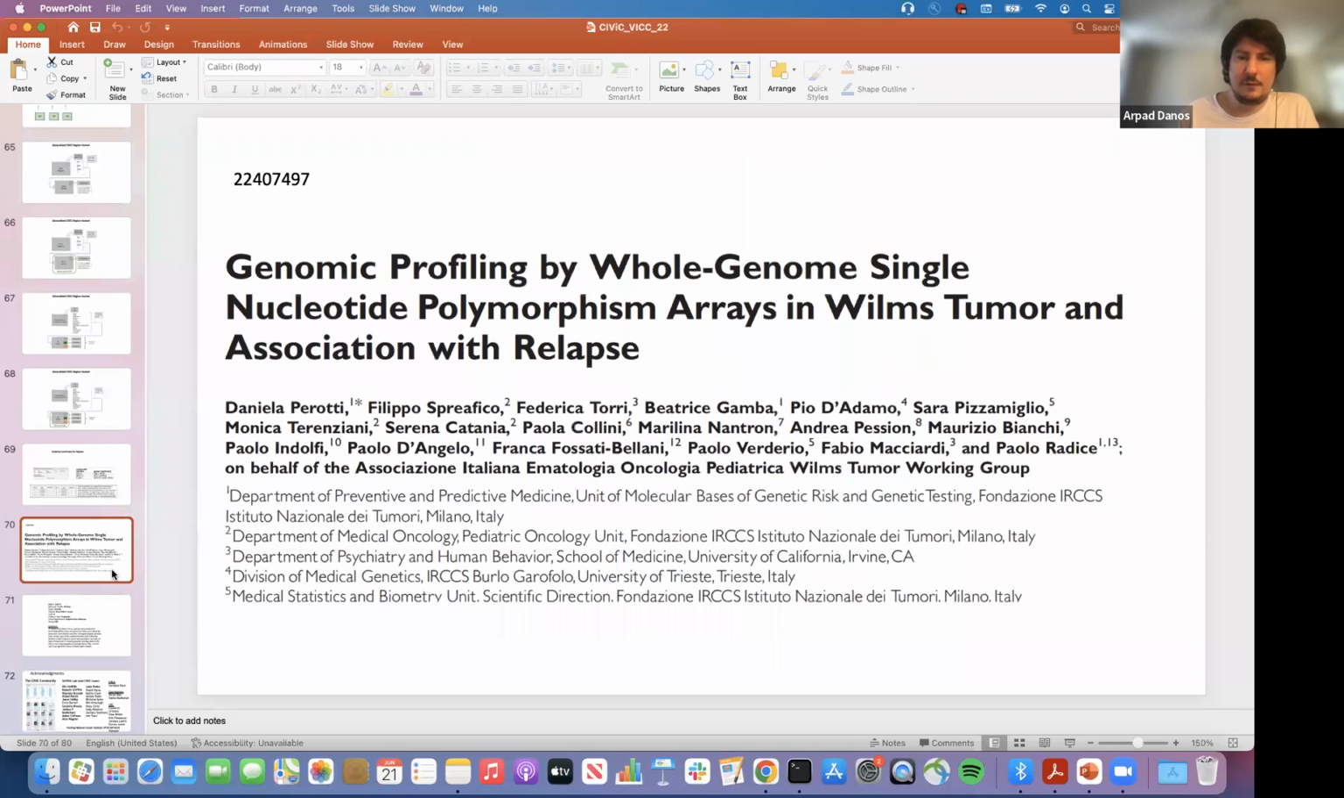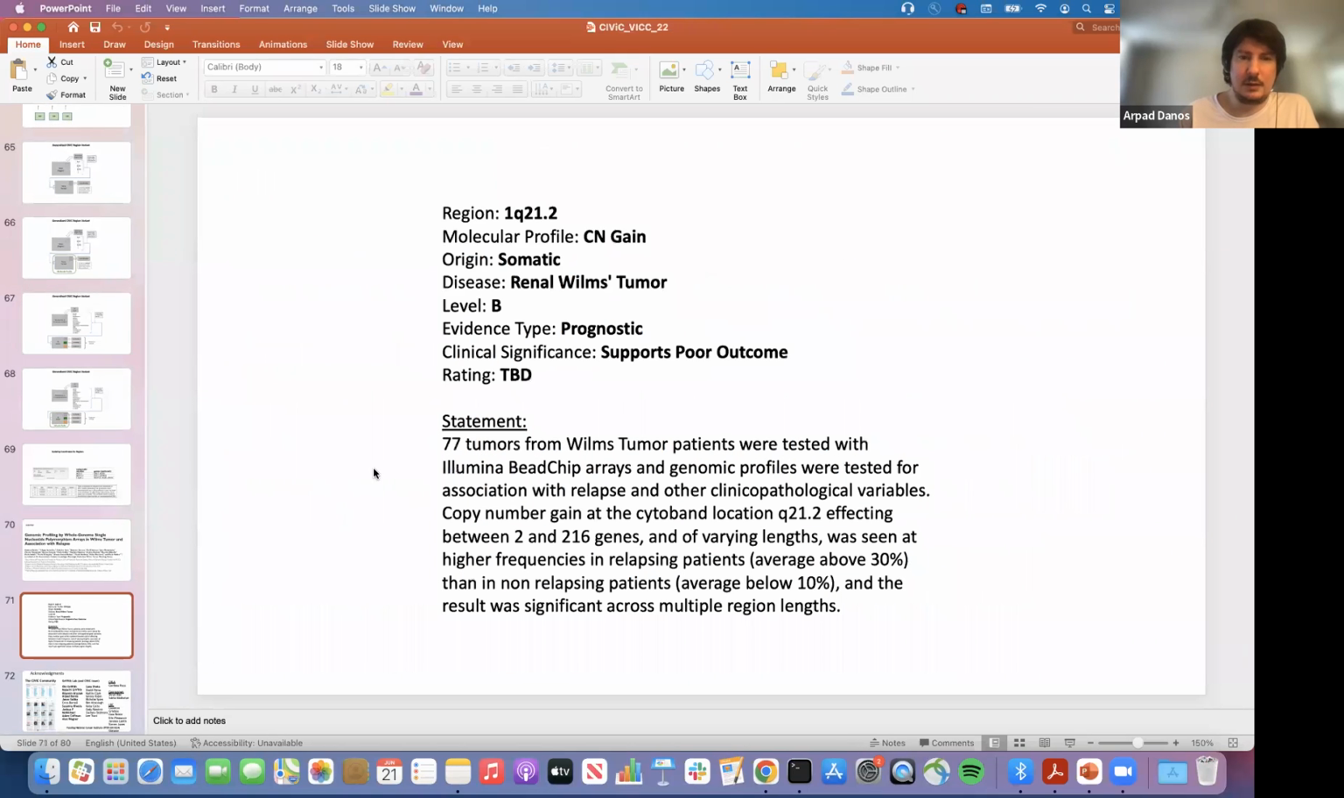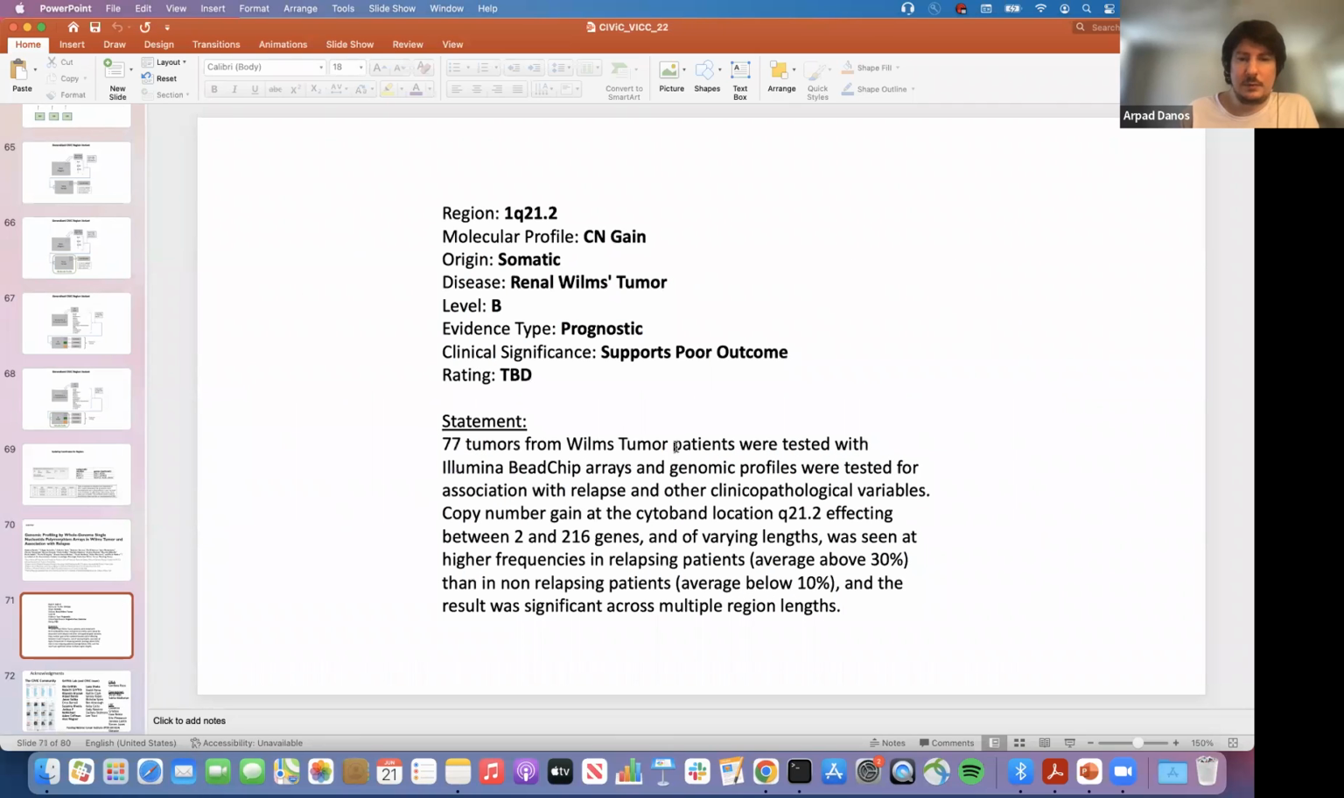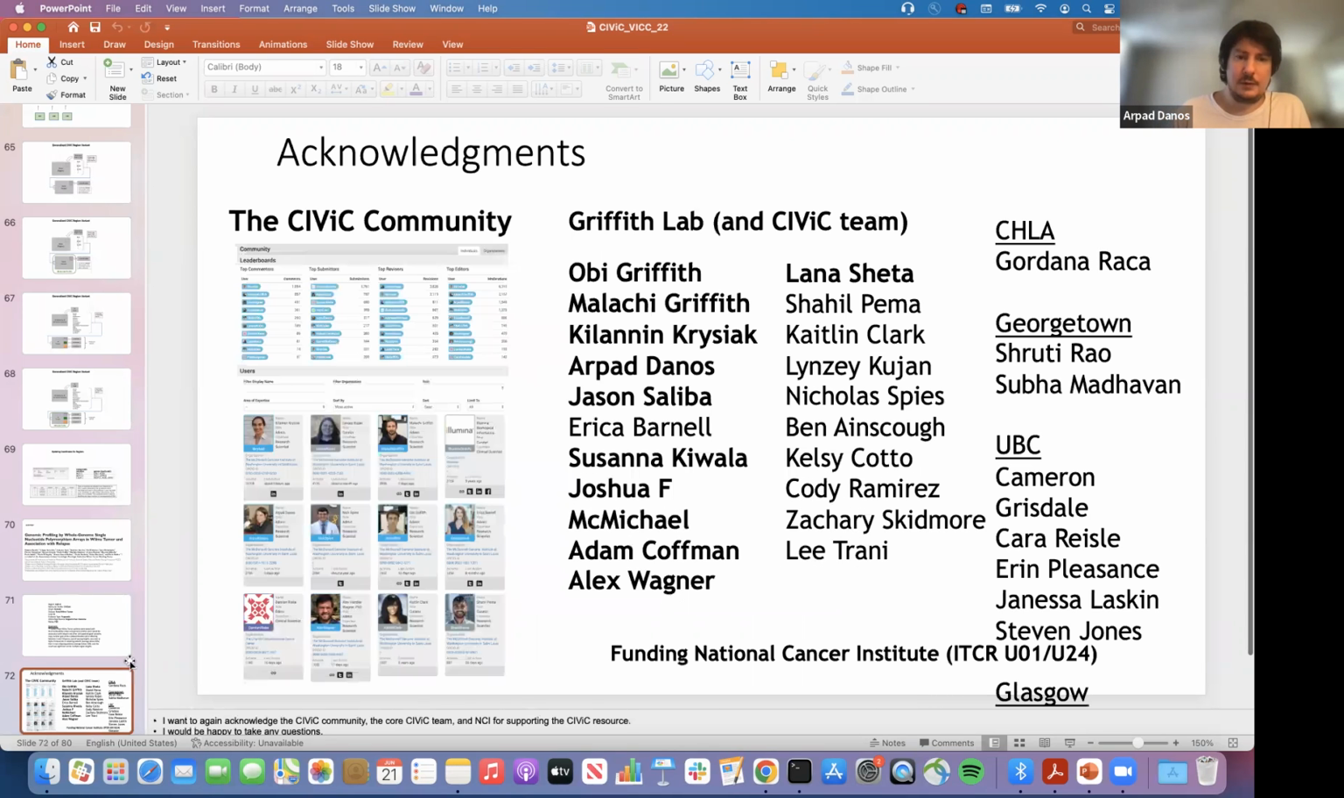Here is an example of what an evidence item might look like, taken from this paper. In this paper, they describe 77 Wilms tumor patients tested with these arrays. This copy number gain here was seen in higher frequency in relapsing cases, so that's a poor prognosis associated with copy number gain here. This is a more simple version of a type of evidence item we would be building around regions. I think it's at the hour, so I'll just leave it at that.